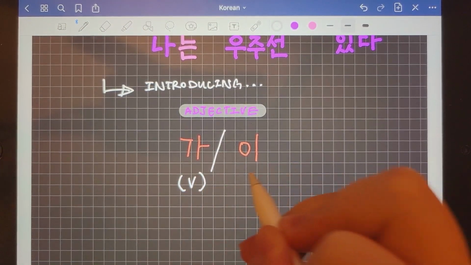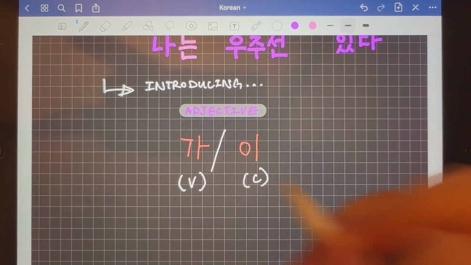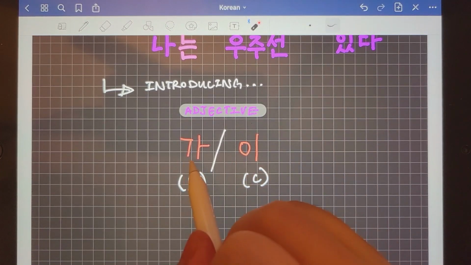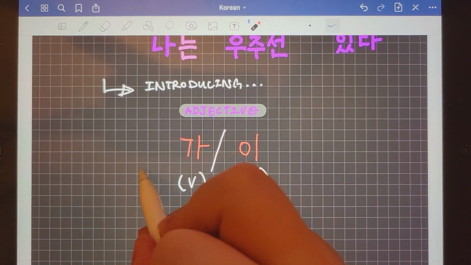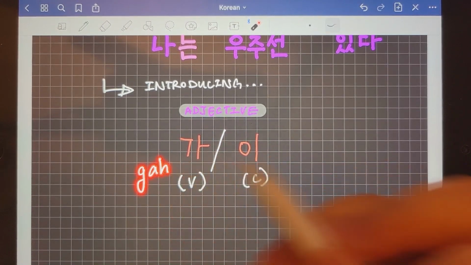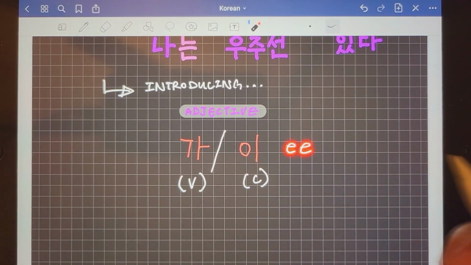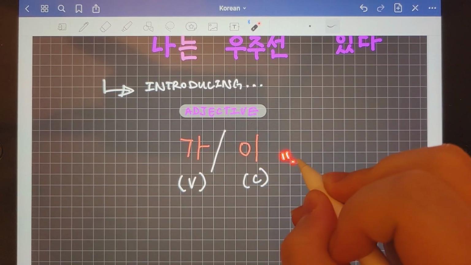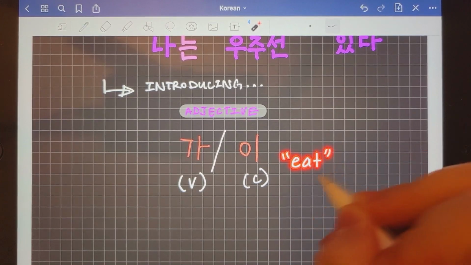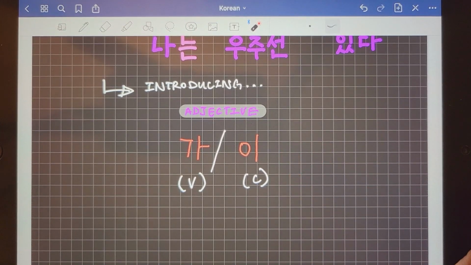Ka is when the word ends in a vowel, and e is when it ends in a consonant. Ka is ka. E is e. Sort of like when you say the word eat. That first part, the e, is how you pronounce that.